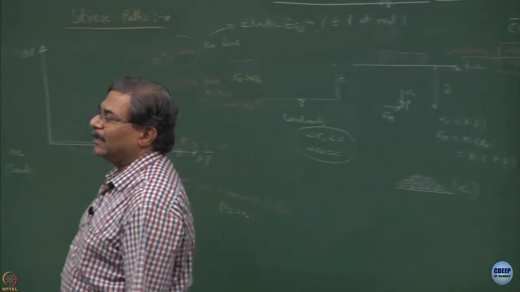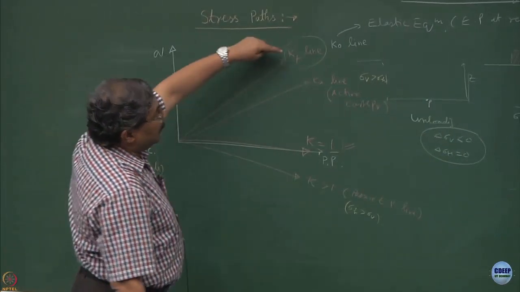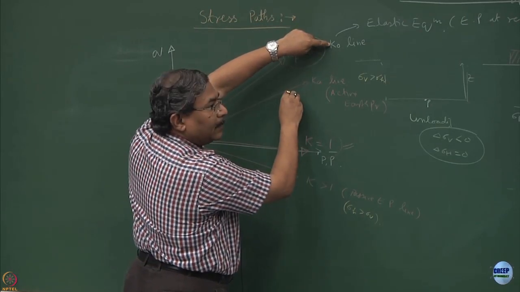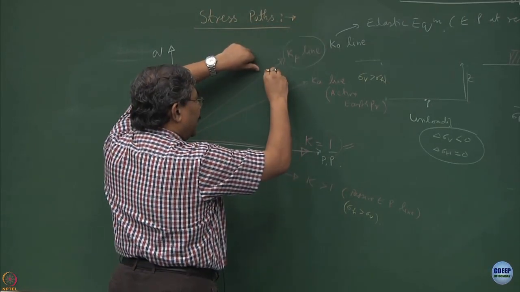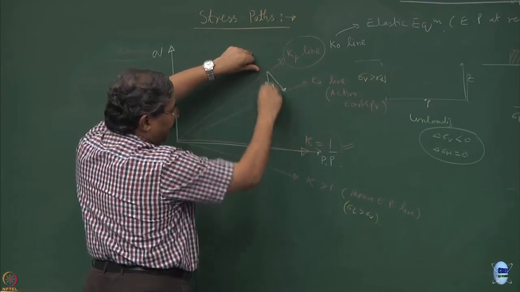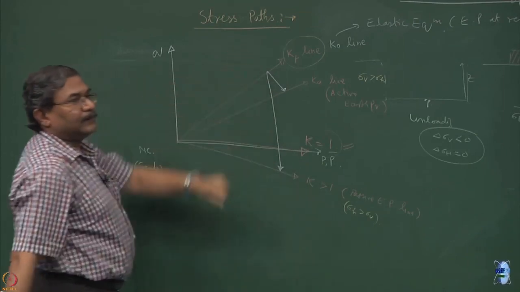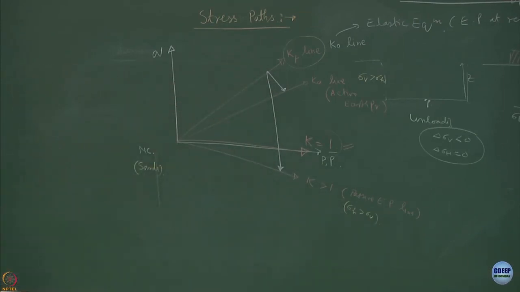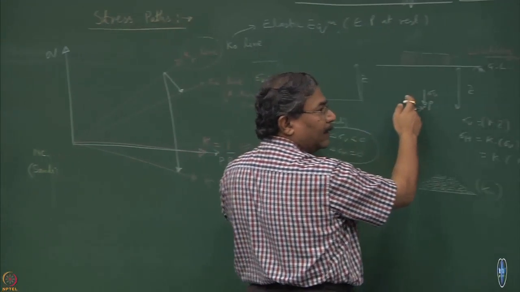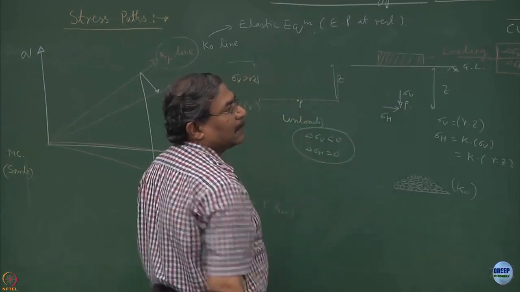And then the chances are that there will be a transformation from the K naught line to the KA line. Starting from here, I can achieve the failure like this. I can achieve the failure like this also. And that is all governed by the combination of sigma h and sigma v. So, with this preface and with this information in mind, let us do some mathematics.